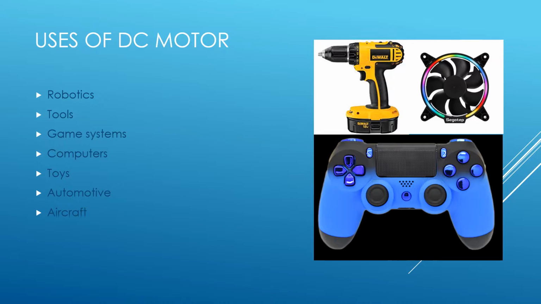The uses of DC motors include robotics, tools, game systems, computers, toys, automotive, and aircraft. But they're not just limited to these different categories. DC motors are really commonly used in many different areas of our lives due to the benefits previously stated.